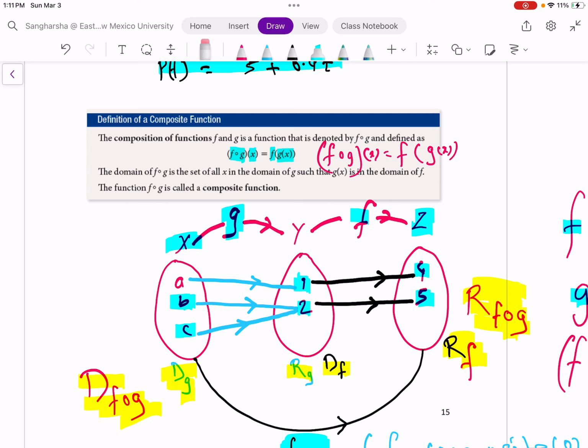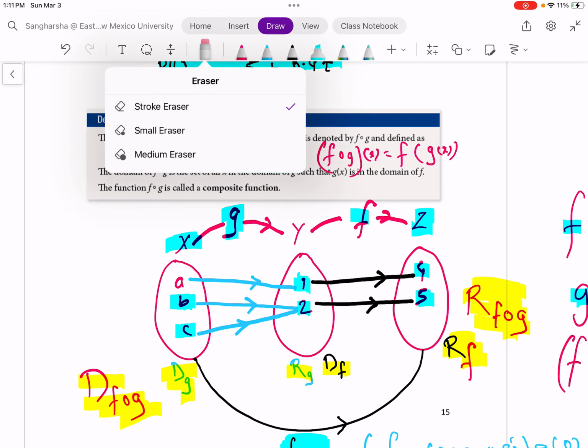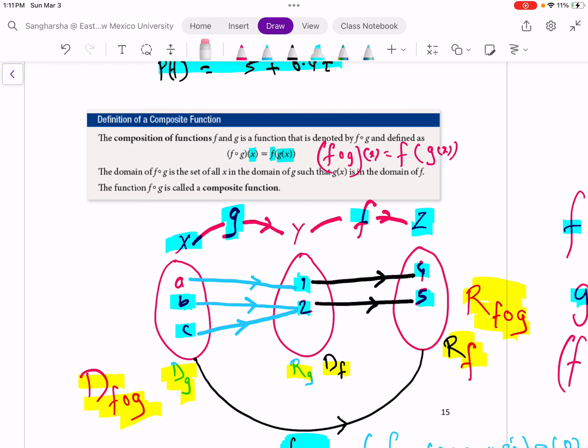Hello everyone. We are discussing composite functions. Let me go through the definition one more time. We have the f composite g function with domain x, and this f composite g function is equal to f of g of x. So this is our composite function.